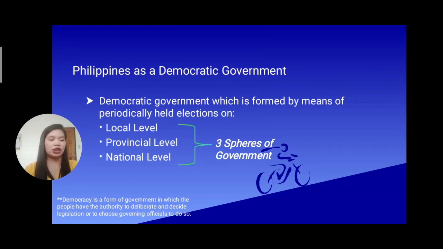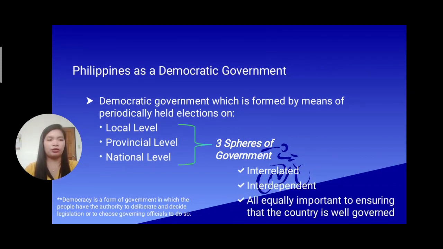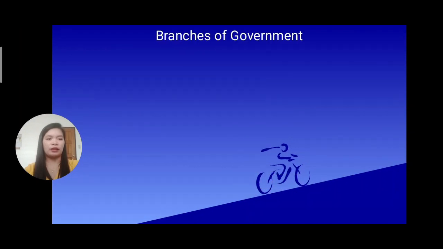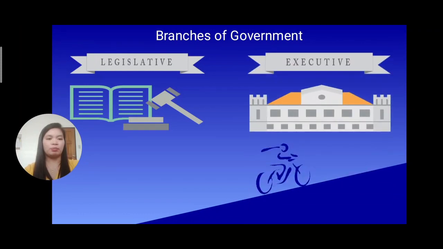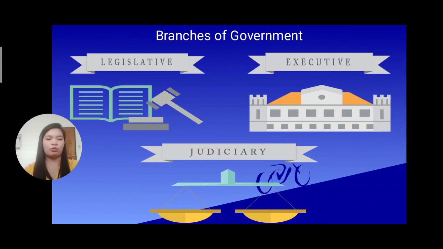These three spheres have their own powers and operate separately. However, the three spheres are interrelated, interdependent, and equally important to ensuring that the country is well governed. Democratic government is further characterized by the separation and balance of powers. Separation of powers means that the democratic political system is divided into three branches: the legislative, which creates the law; the executive, which implements the law; and the judiciary, which interprets and applies the laws.